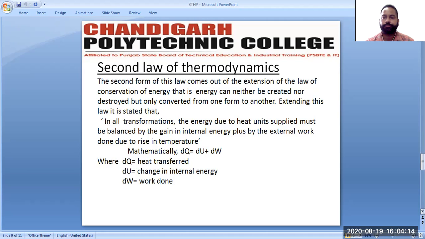In second law of thermodynamics, mostly we say law of conservation of energy. This law shows that the energy can neither be created nor destroyed, but converted from one form to another. Extending this law, it is stated that in all transformation, the energy due to heat unit supplied must be balanced by the gain in internal energy plus the external work done due to rise in temperature. So energy can neither be created nor destroyed, but we can convert from one form to another. If delta q is heat transfer, delta u is change in internal energy, delta w is work done, then heat transfer is equal to change in internal energy plus work done.